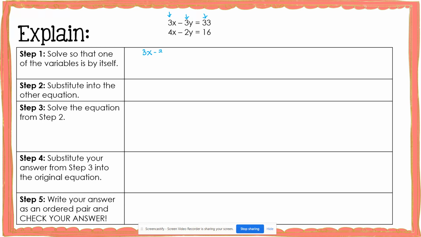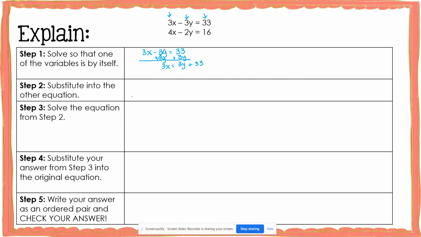So 3x minus 3y equals 33. Well, I want to get x by itself because it's my positive variable, so it'll be easier. I need to get rid of my minus 3y, so I would add 3y on both sides of the equation. These would cancel, and I would get 3x equals. Well, then I have 33 plus 3y. Those are not like terms. I cannot put them together. So instead, I would write it as either 33 plus 3y, or I like to write it with my variable first, so 3y plus 33.